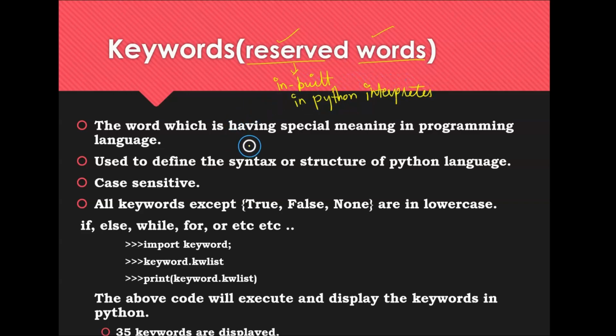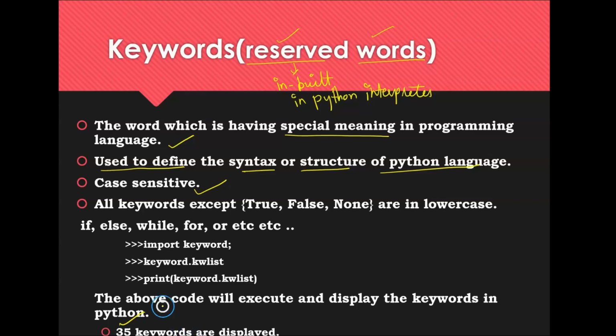The word which has a special meaning in the programming language. So keywords are the words which have a special meaning in the programming language. What is it used for? It is used to define the syntax or structure of the Python language, and the keywords are case sensitive. We have totally 35 keywords in Python.